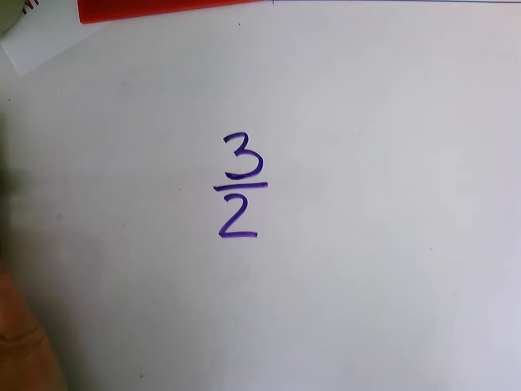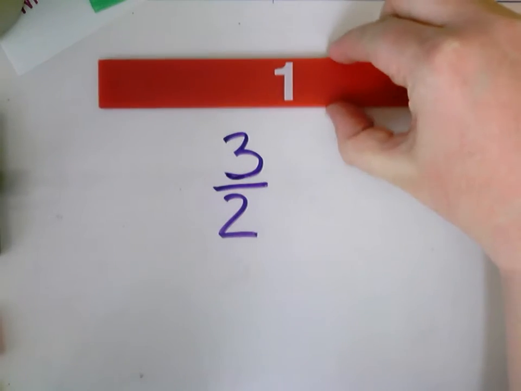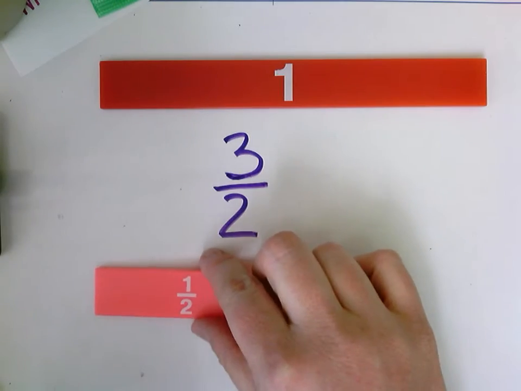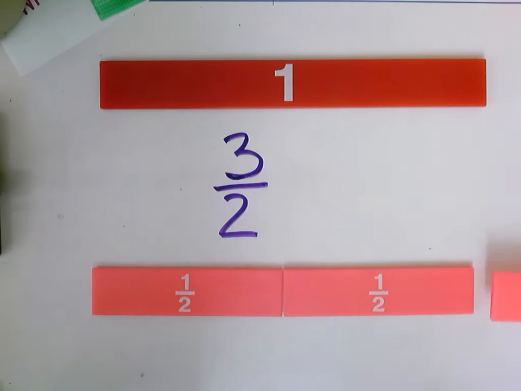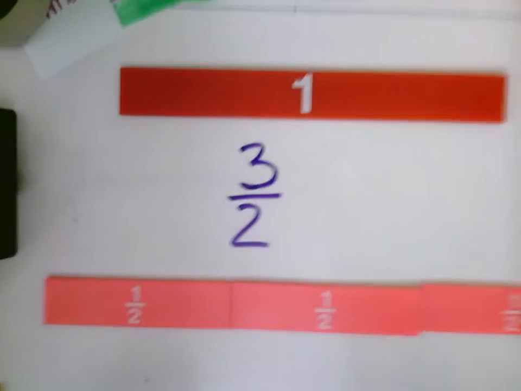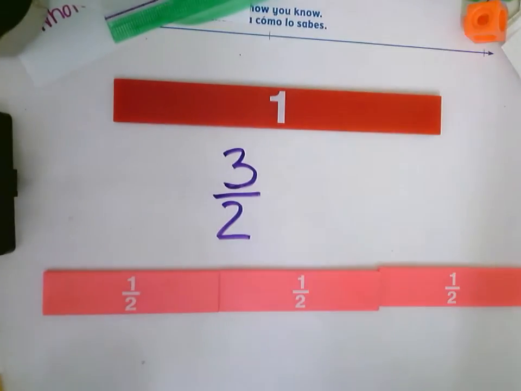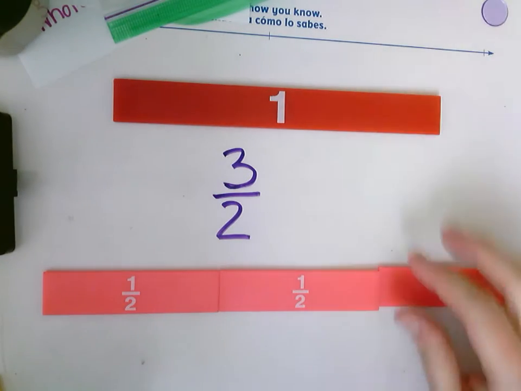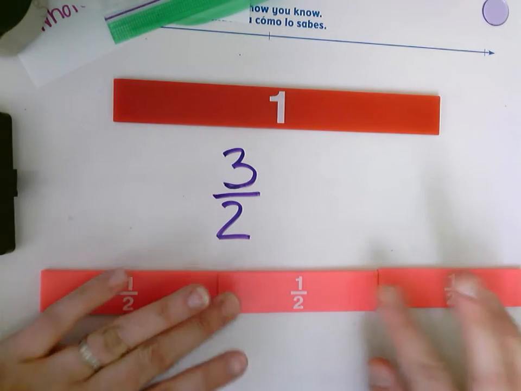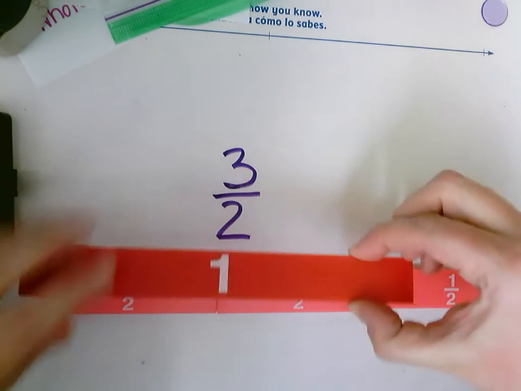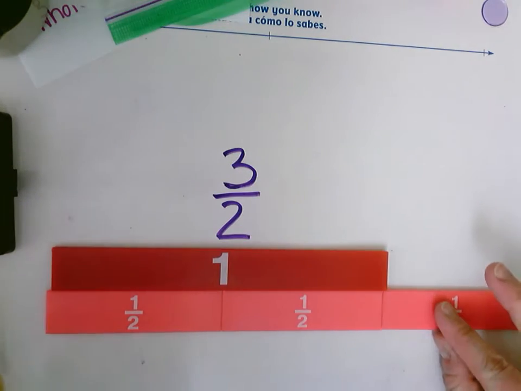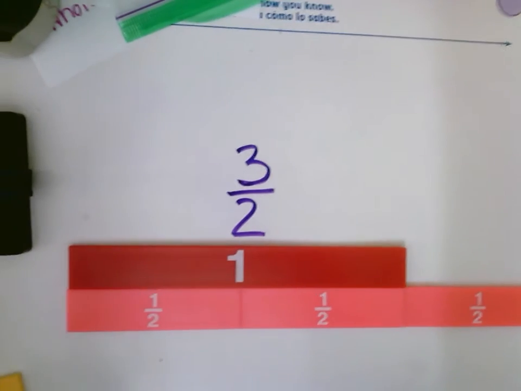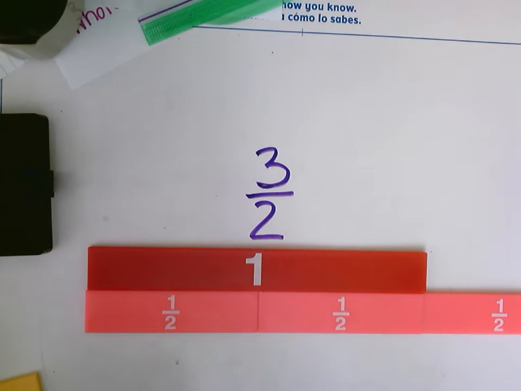So let's see, how would I build 3/2 with my fraction strips? So here's my whole. So I have 1/2, I have 2/2, and now I have 3/2. Whoops, let's get a little bigger. Now I have 3/2. So I can make 3/2. Now the only thing that's different about this fraction from other fractions that we've done is you see this fraction is actually greater than 1.